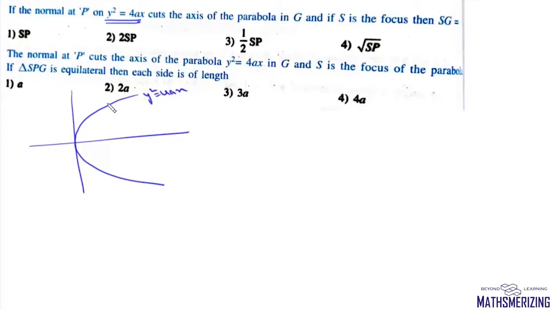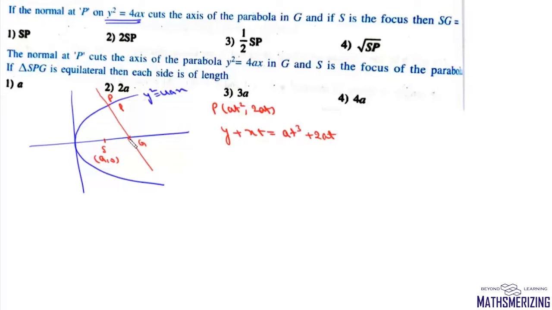Then at any point P, we draw a normal, which cuts the axis at this point G, and suppose the focus is S, which is (a, 0). Now we know that at any point P, which is (at², 2at), the equation of the normal is y + xt = at³ + 2at.